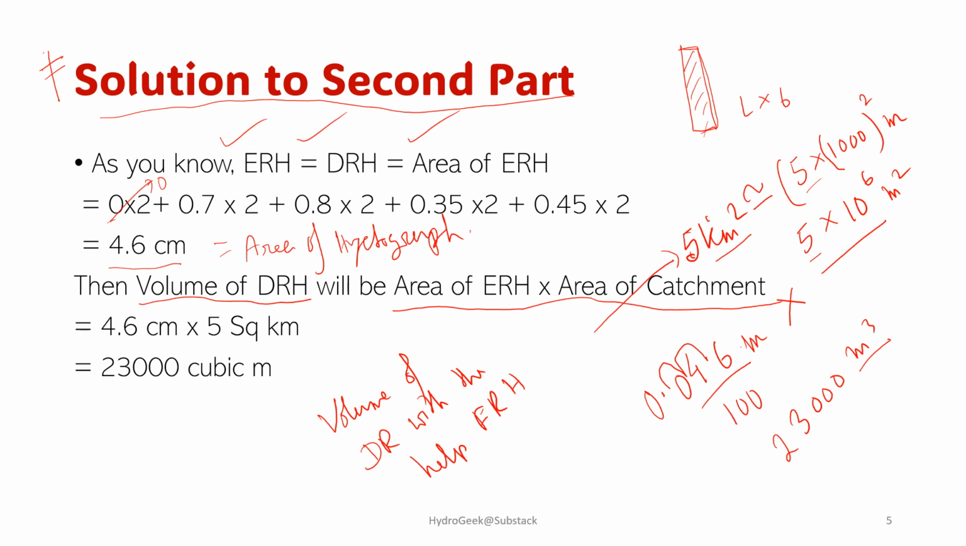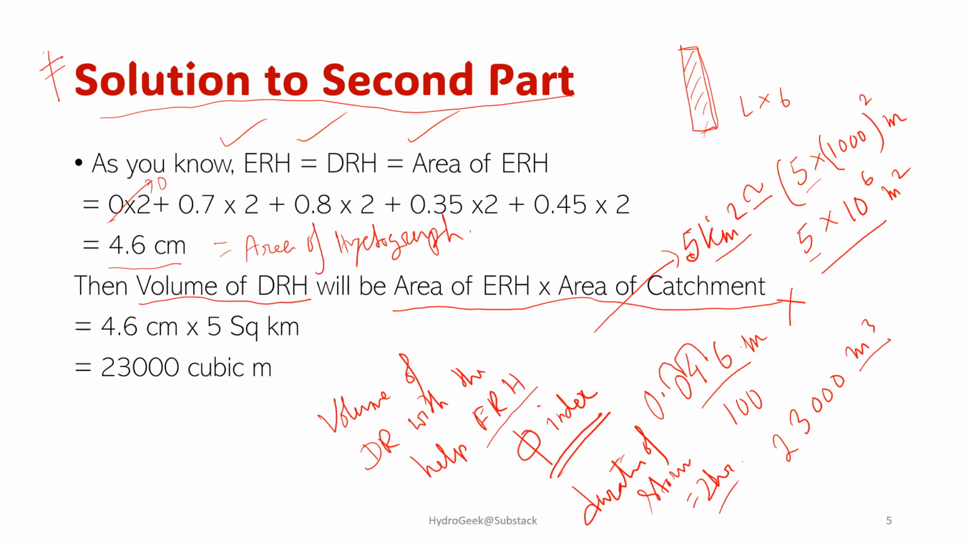And along with this, another very important term is the Phi Index. So with these three data, the volume of DR can be found out with the help of the area of ERH, the effective rainfall hyetograph, and the value of the Phi Index. And another thing is required, the duration of the storm. That is not the entire duration, but the incremental duration, which is 2 hours in our case.